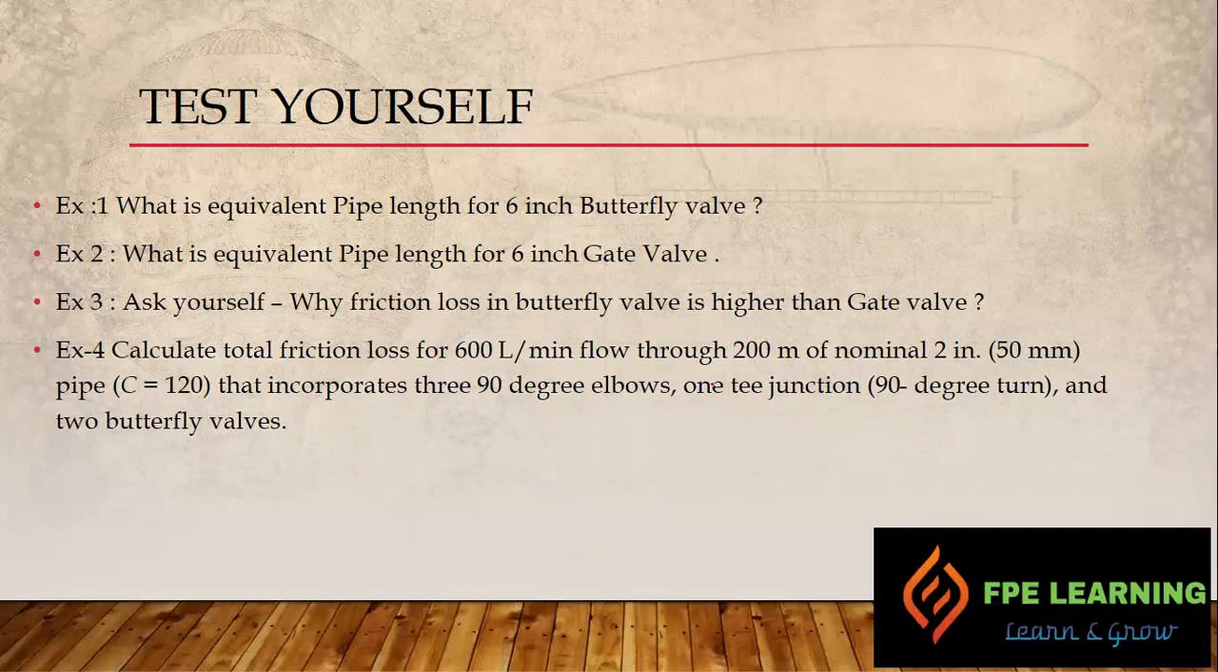And exercise 4, which is the last one, is about calculating total friction loss for 600 LPM flow, 200 meters of nominal 2-inch pipe with C factor of 120. And there are three 90-degree elbows, 1 T, 90-degree turns, and 2 butterfly valves. So you have to solve all these 4 questions by yourself. If you have any doubt, you can put it in the comment box, right? I will be more than happy to help you on these topics.